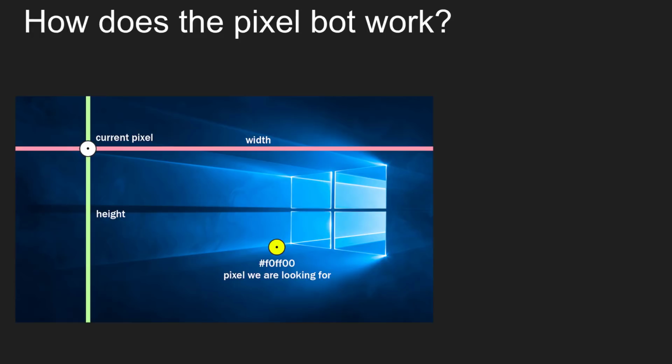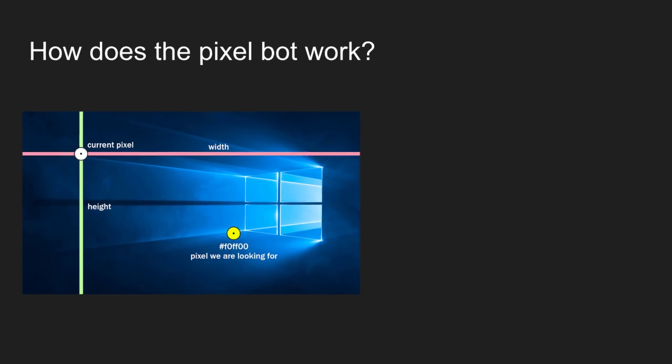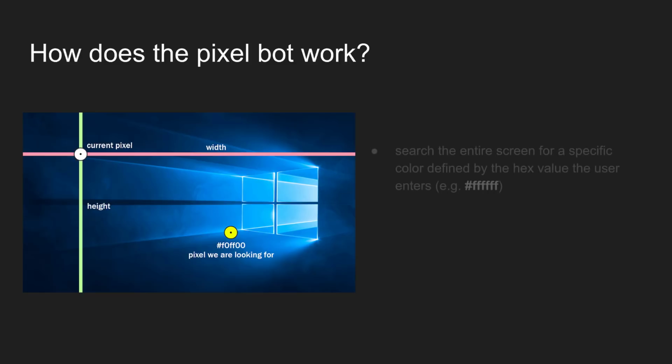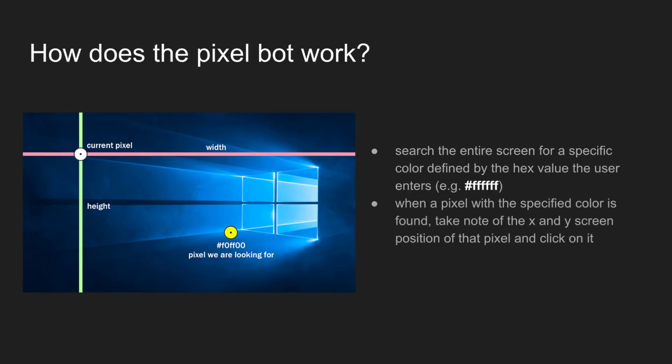So we'll need some code in order to do so. And we have two challenges. One of them is to search the entire screen for a specific color defined by the hex value the user enters. And the other one is when a pixel with a specific color is found, take note of that X and Y screen position of the pixel and click on it. So that's really the idea behind our bot.